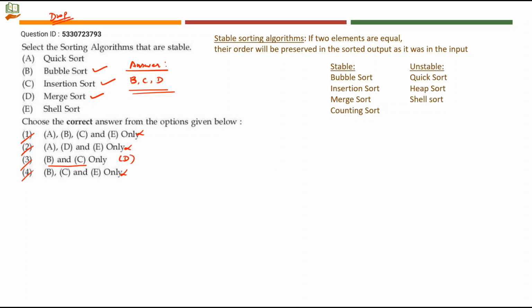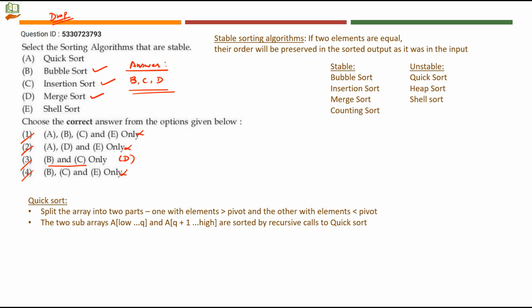What are the unstable algorithms? Quick sort, heap sort and shell sort can be treated as unstable algorithms. In quick sort, what we do is we actually split the array into two parts. One array will be greater than a particular pivot element and the other array will be lesser than the pivot element. Usually the leftmost element will be considered as the pivot element. The two sub-arrays are sorted by recursive calls to quick sort.